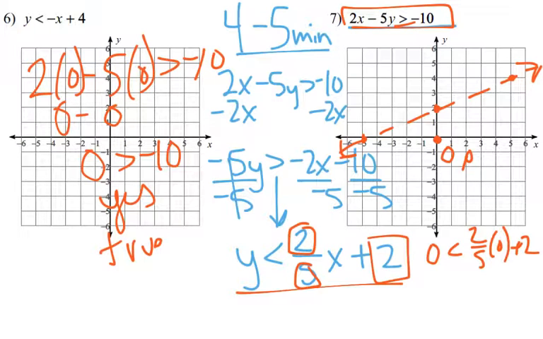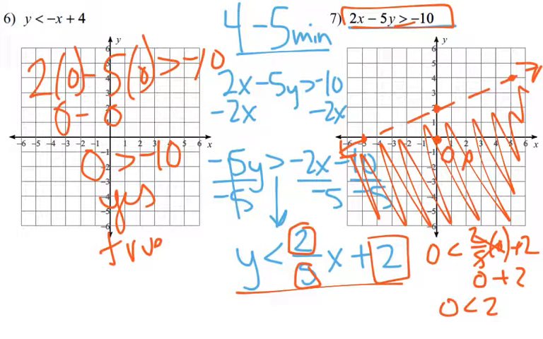If you wanted to double check, if you did it this way, 2/5 times 0 is 0. 0 plus 2 is 2. Is 0 less than 2? Yes. So we shade that side. Okay? All right.